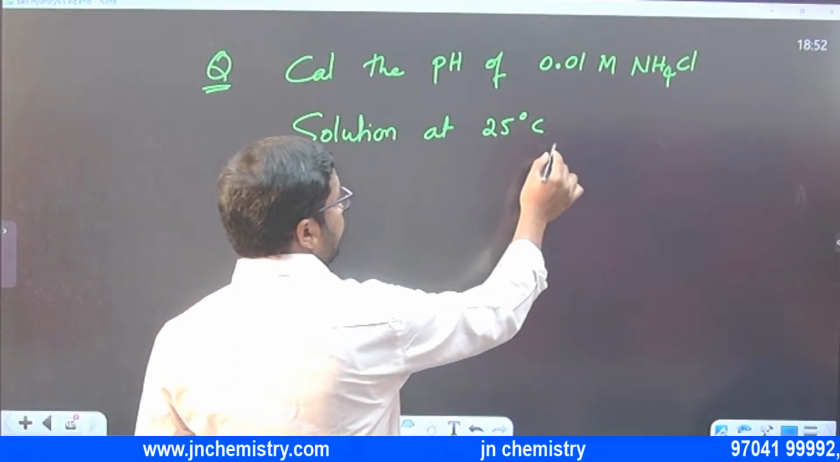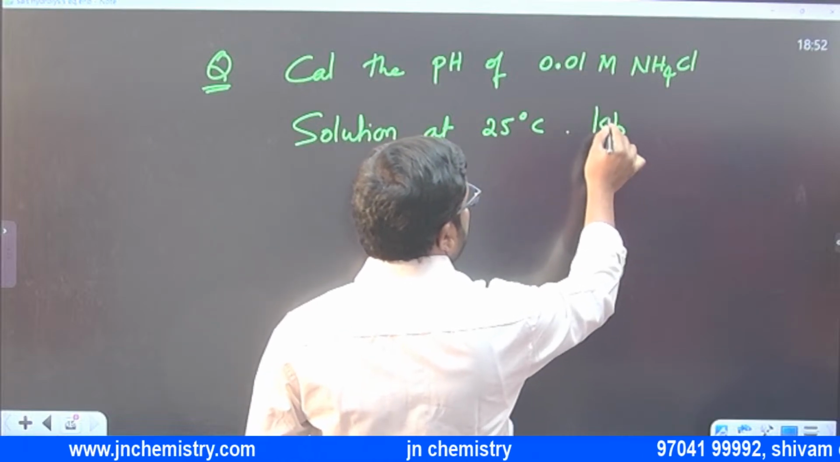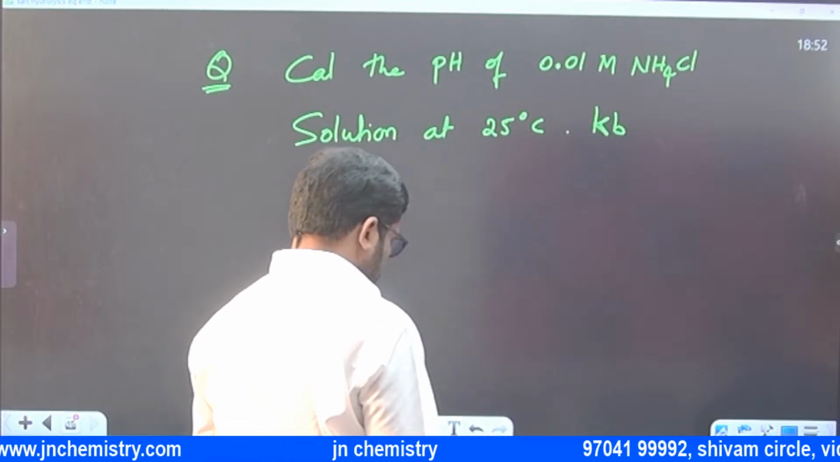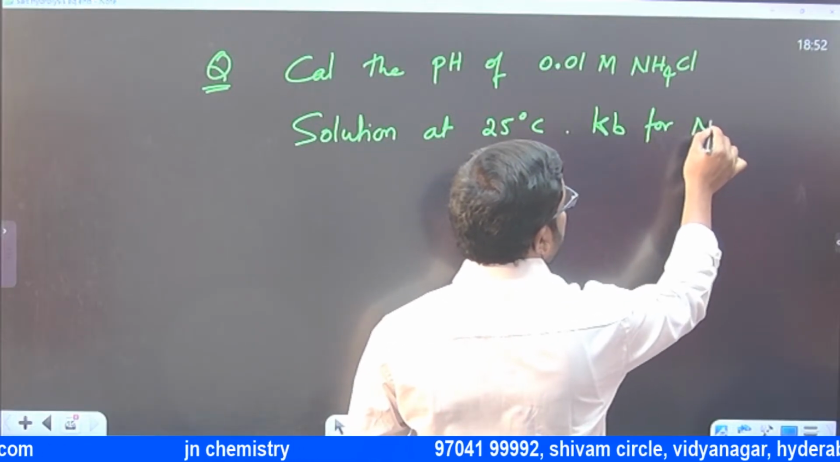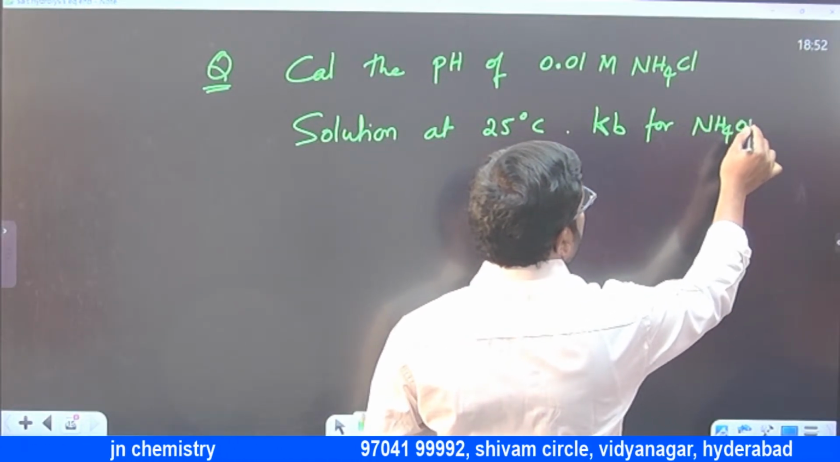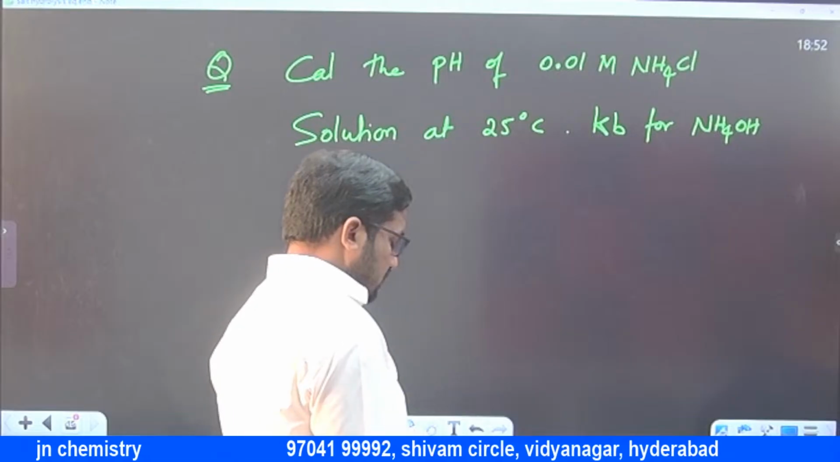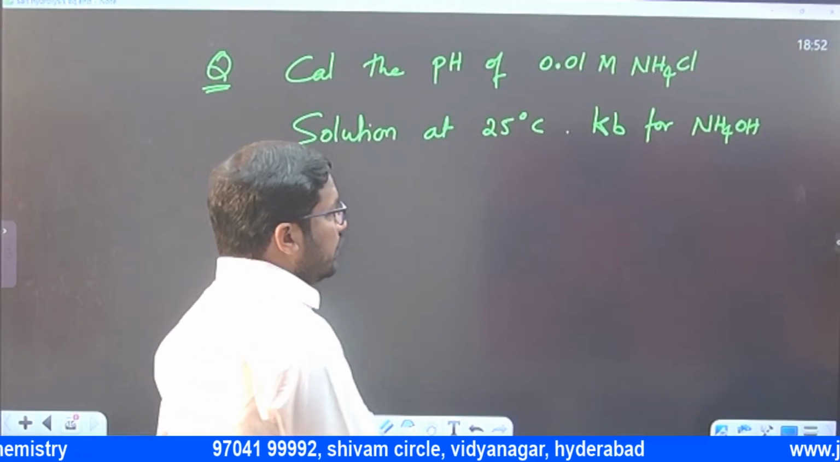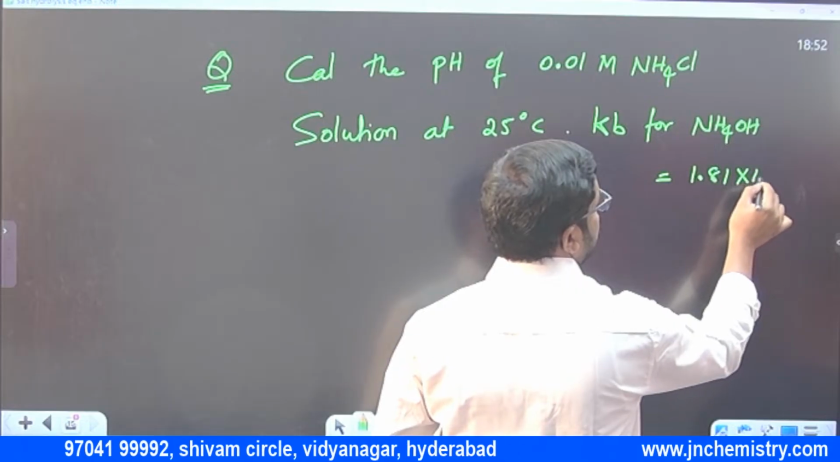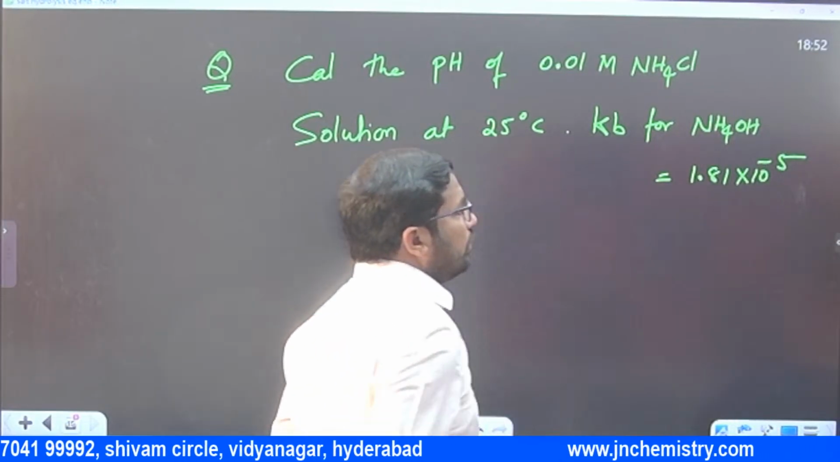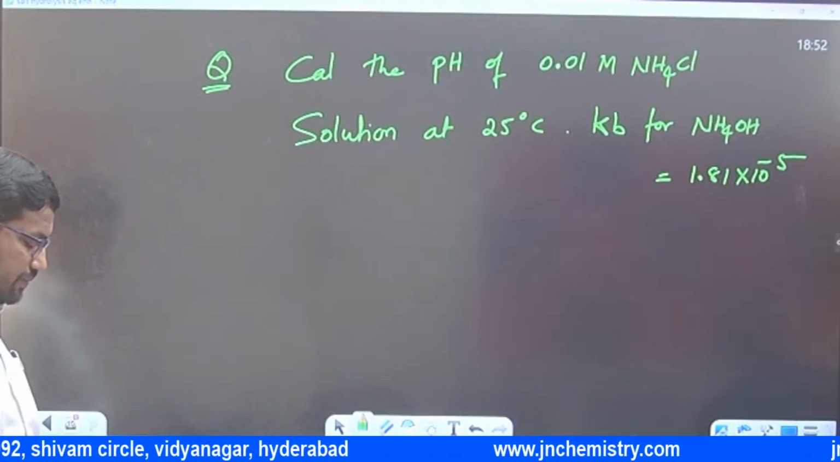Kb for NH4OH is 1.81 into 10 to the power of minus 5.